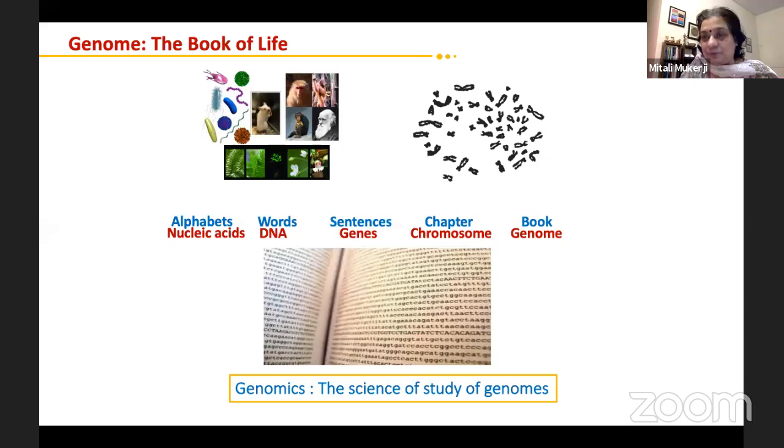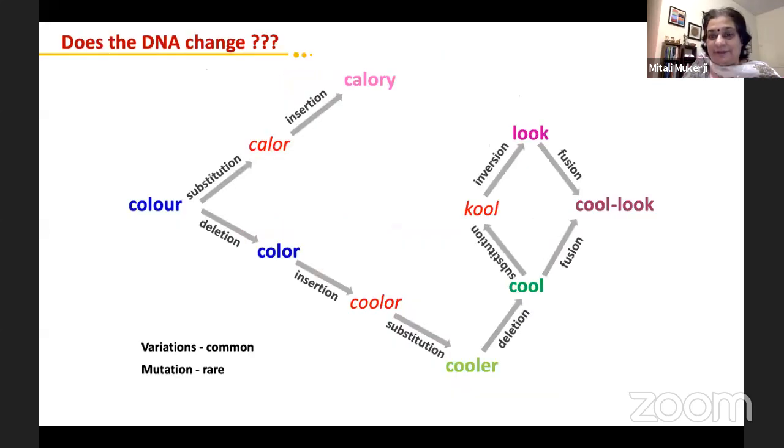And if you put all the chapters together, then it becomes the one book. You get two such books, one from each of your parents, and that entire thing is called the diploid genome. The haploid content is what is called the genome, and the science of studying these letters is the science of genomics, right?